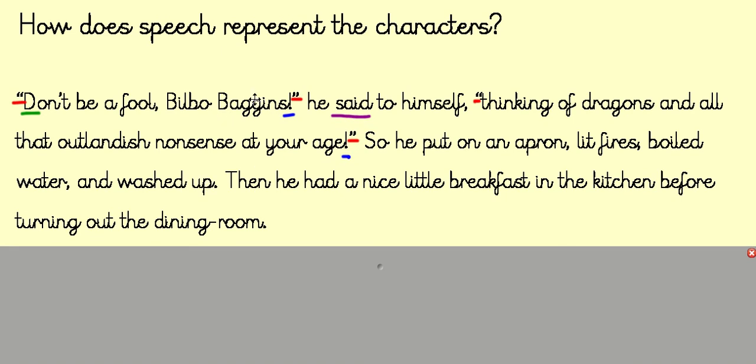So here it's moving the story forwards because it sort of explains why he no longer is thinking about going on an adventure, and instead he's just going to put on his apron, light fires, boil the water and wash up, and then he's going to have a nice breakfast and go back to his comfortable life rather than going on the adventure. However, we do know he doesn't do that, but this helps portray our character's feelings.